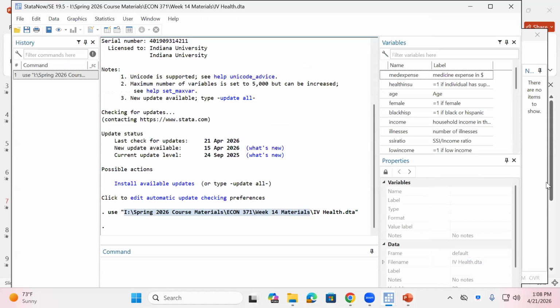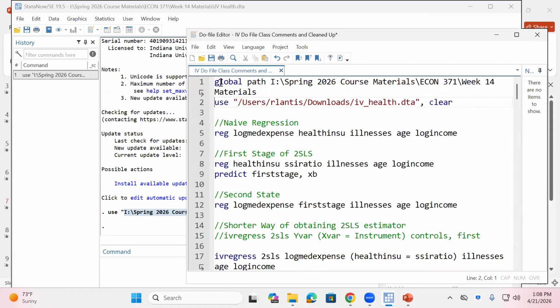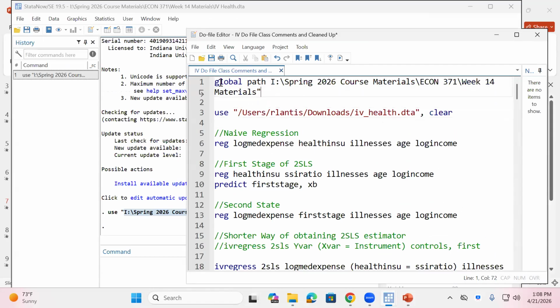I'll copy and paste this, just in case I need to rerun anything. All right, this is the path that I had. So here we'll say, this is the file I'm using, in case I want to keep reading this. So I've got my IV health file opened up.